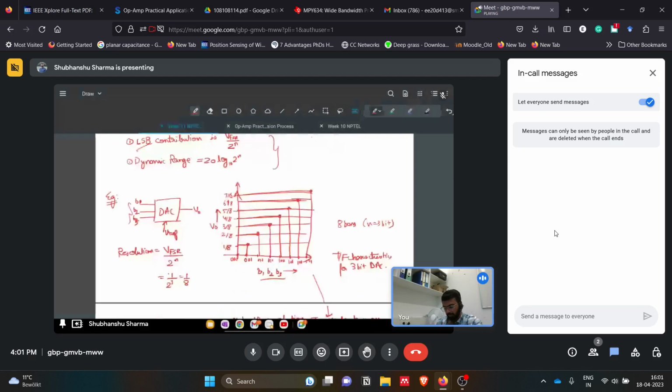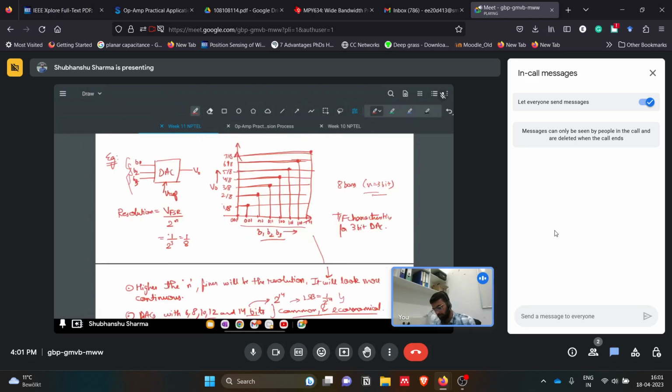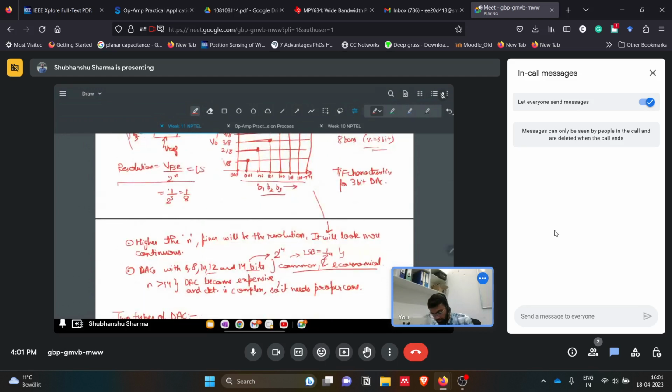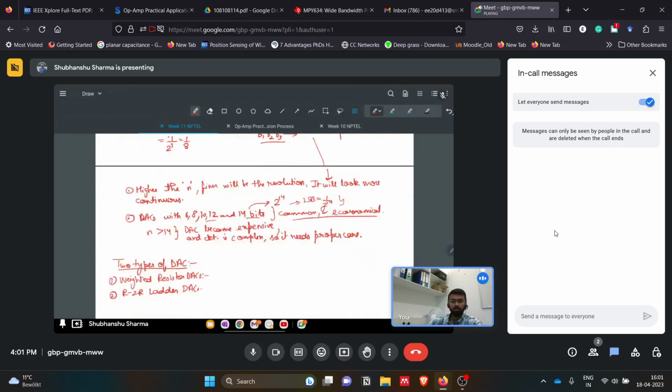Then we saw basically what this stack is. We are giving digital inputs, let's say b1, b2, b3, in the form of either 0 or 1 as shown in this axis, and we get output from this. These outputs are based on the number of bits which we are using. Here we have used 8 levels, that is n equals 3 bits, and this is the transfer characteristic of a 3-bit DAC. We also saw the resolution is given by this, also called LSB. We saw that the higher the n, the finer the resolution, it will look more continuous, but at the same time it will become costly and complex.